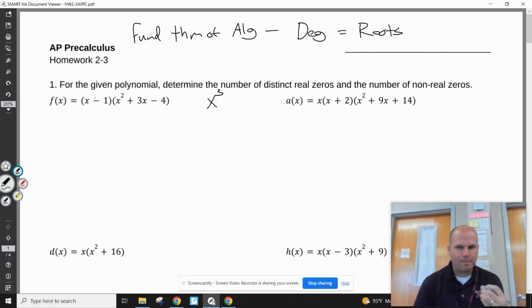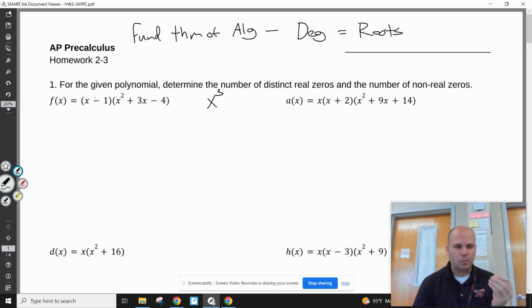Now, what happens though is sometimes you'll have real roots and sometimes you'll have imaginary roots. We discovered in class how imaginary roots always work in pairs, or else you won't have a polynomial if you distribute a factored form with just one imaginary root. So we're keeping that all in mind.